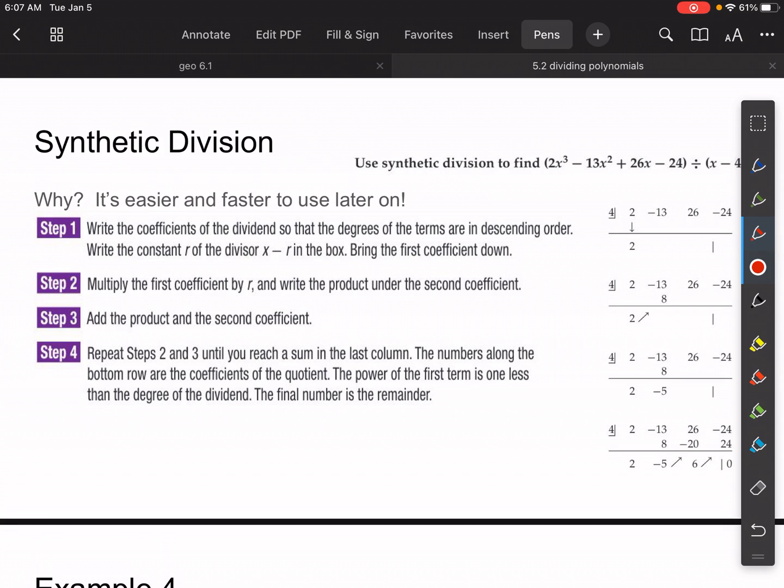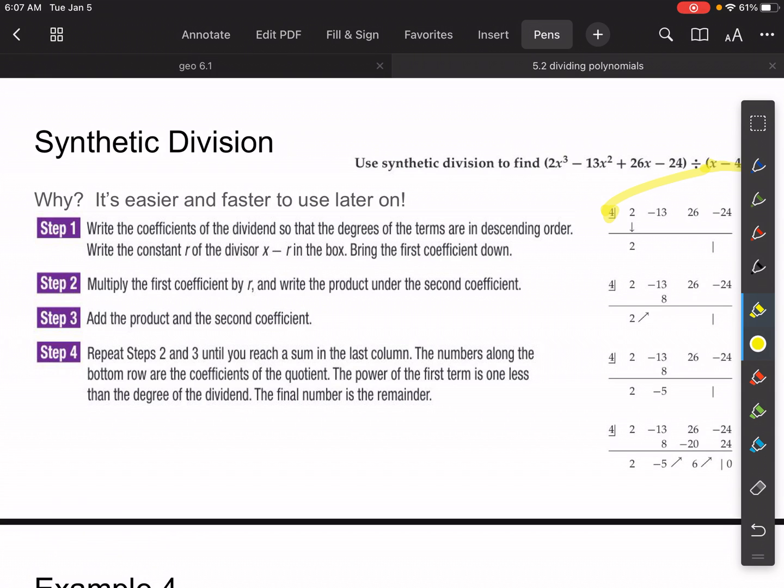You're basically just going to write the coefficients of all of the dividends so that the degrees of the terms are in descending order. So again, you have to make sure you have a placeholder if you don't have every single degree represented. Okay, then you're going to write whatever makes the divisor go to 0 in this little box here. So this is what it looks like. So for this one, we had x minus 4. So what makes that go to 0 is just 4. So 4 goes in the box. Okay, it comes from right there.